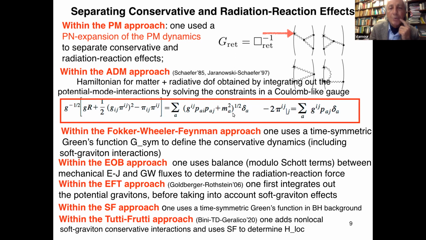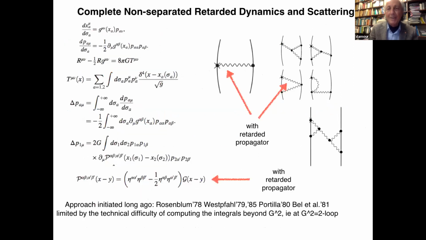in a gauge, a Coulomb type gauge, where some of the degrees of freedom are still the gravitational waves, and then you need to say what you do when you eliminate these gravitational wave degrees of freedom. I will discuss also quickly how in the Fokker-Wheeler-Feynman approach, you can define a conservative dynamics. And okay, let me proceed instead of discussing too much on this slide.